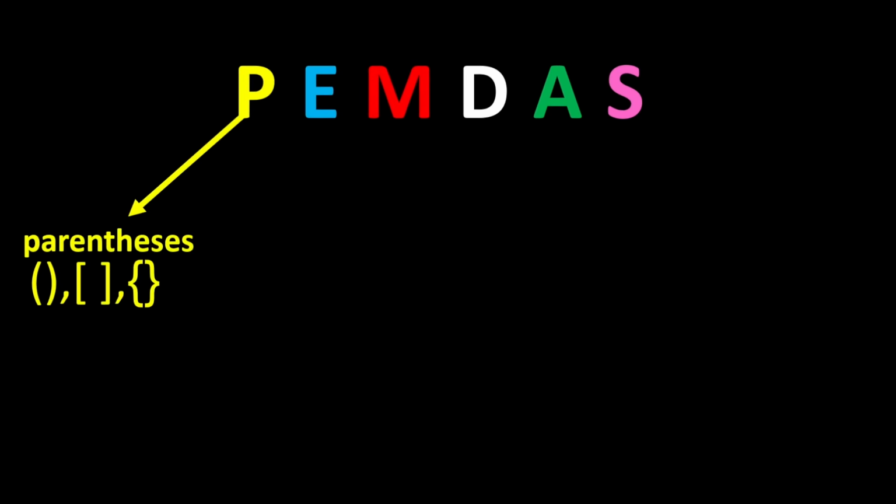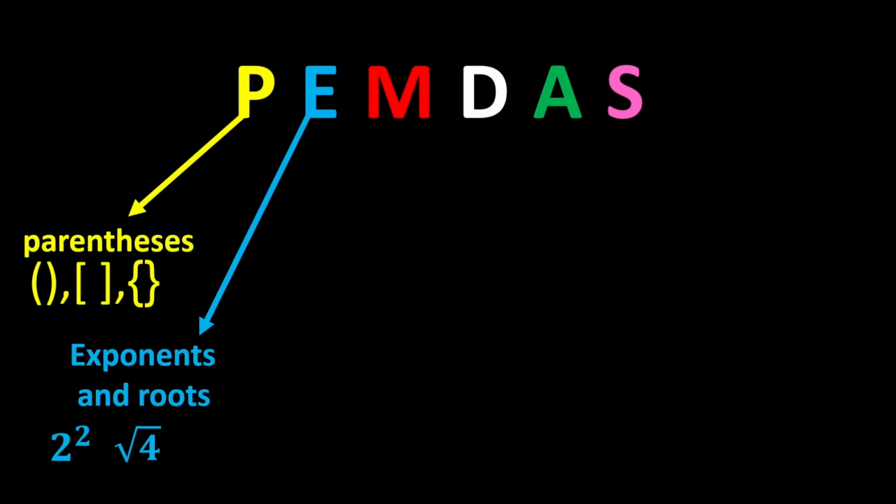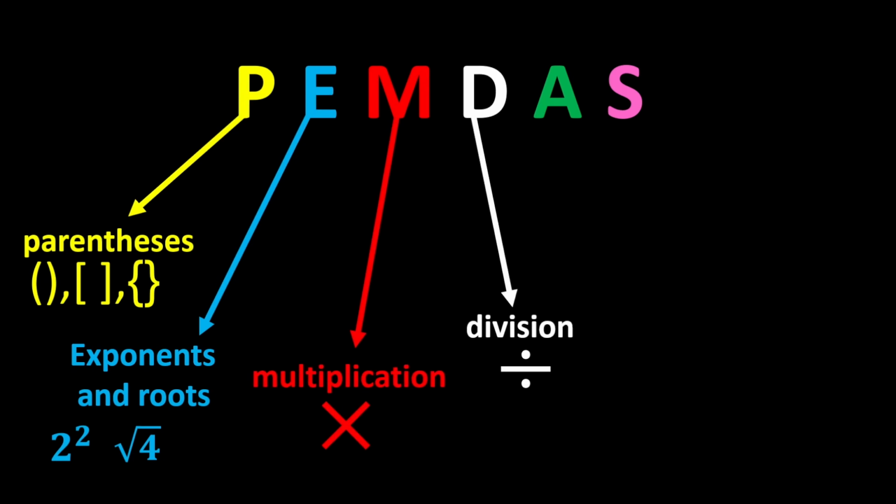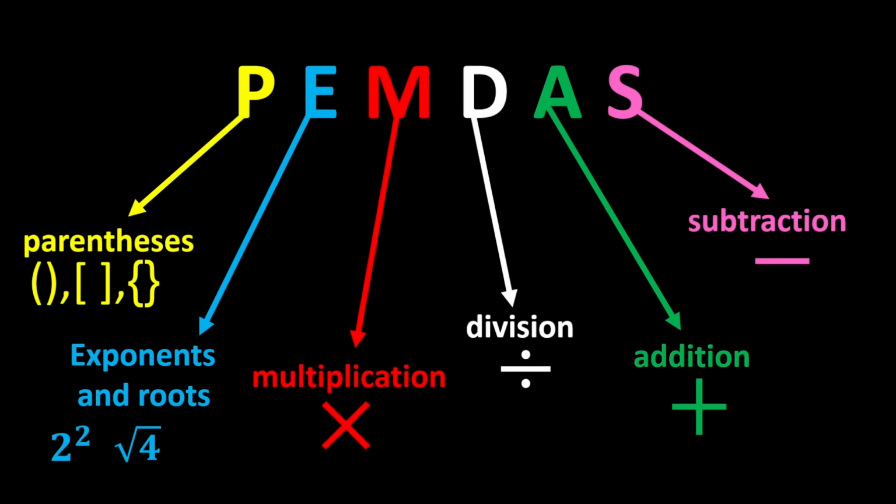P stands for parentheses. E stands for exponents and roots. M stands for multiplication. D stands for division. A stands for addition. And S stands for subtraction. According to PEMDAS, in any mathematical expression, we first calculate parentheses, then exponents and roots, then multiplication and division, and finally addition and subtraction. Remember that multiplication and division have equal priority.